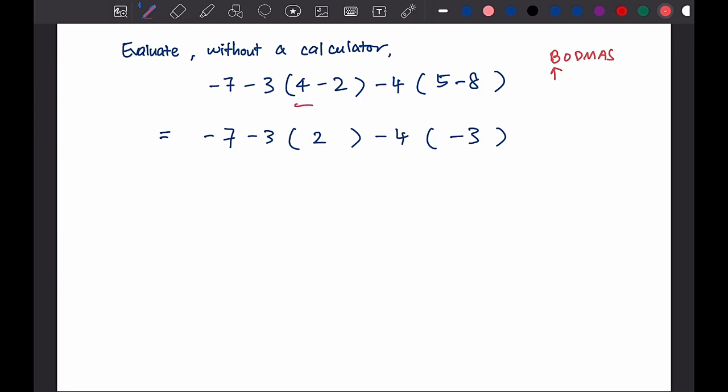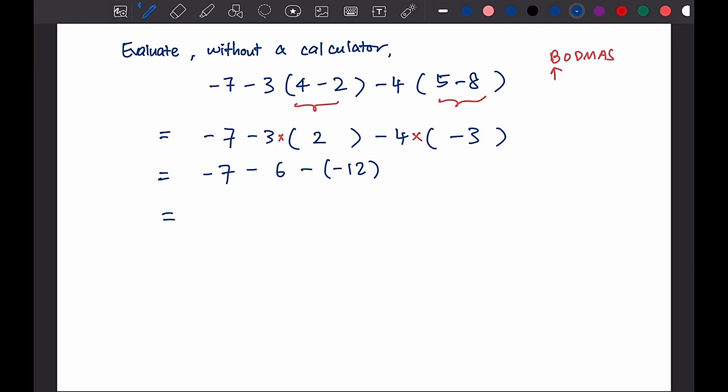First, I'm going to deal with the 4 minus 2, and that becomes a 2, and then 5 minus 8 becomes a negative 3. Next, we see a number followed by a bracket. There is actually an invisible multiplication sign. Then we are good to proceed. We do the multiplication first before the subtractions. So we have negative 7, minus 3 multiplied with 2, which is 6, and then minus 4 multiplied with a negative 3, which is a negative 12.